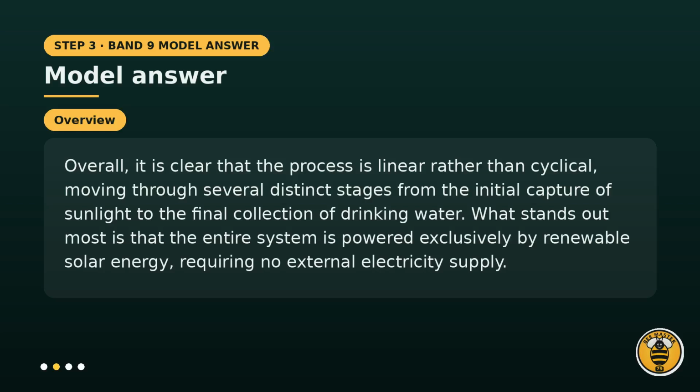Overview. Overall, it is clear that the process is linear rather than cyclical, moving through several distinct stages, from the initial capture of sunlight to the final collection of drinking water. What stands out most is that the entire system is powered exclusively by renewable solar energy, requiring no external electricity supply.